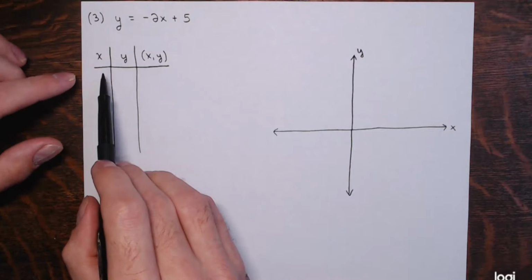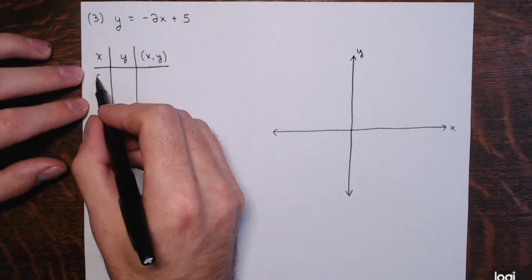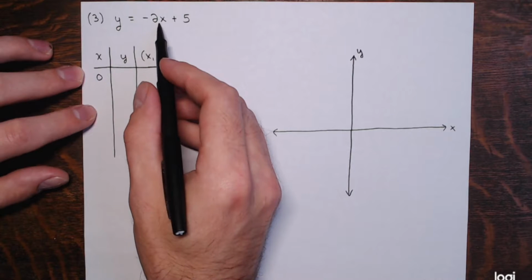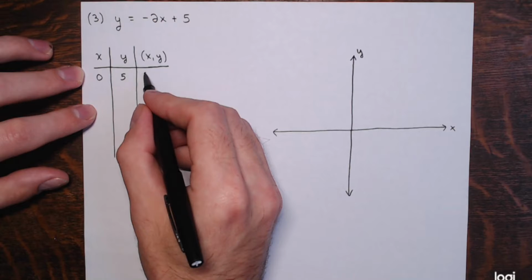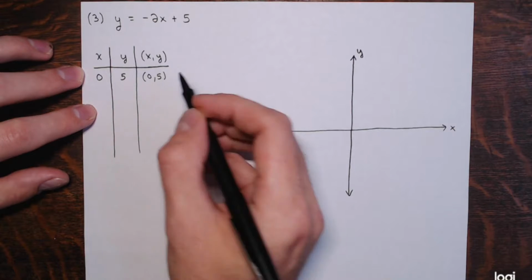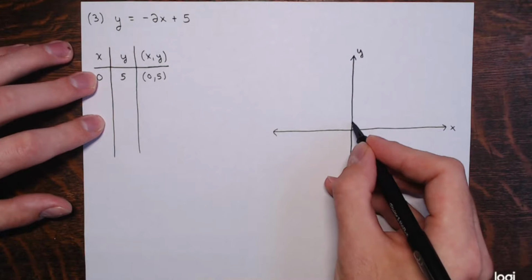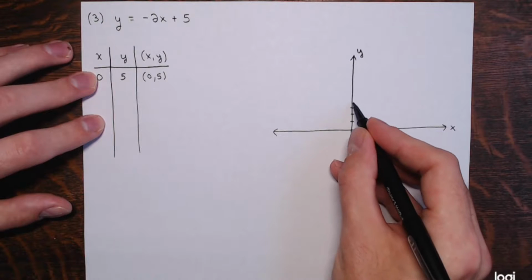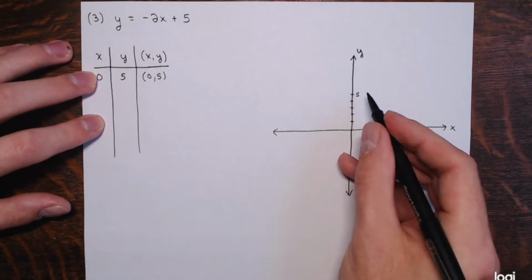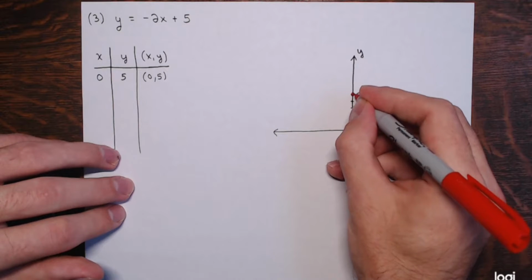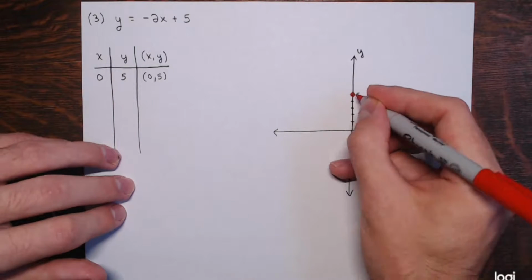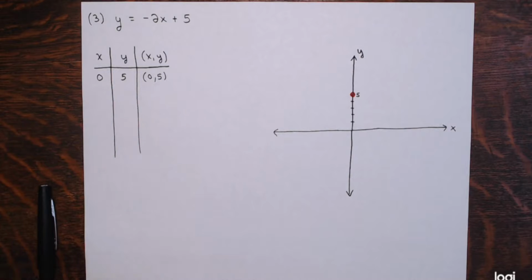Now, again, easy one would be plug in 0 for x. Negative 2 times 0 is 0, plus 5 is 5. Y would have to be 5 then. So I'm plotting the point 0, comma 5. 0 on the x, and then 5 on the y. So we're on the y-axis with that point there. Okay? And you can label it if you want.